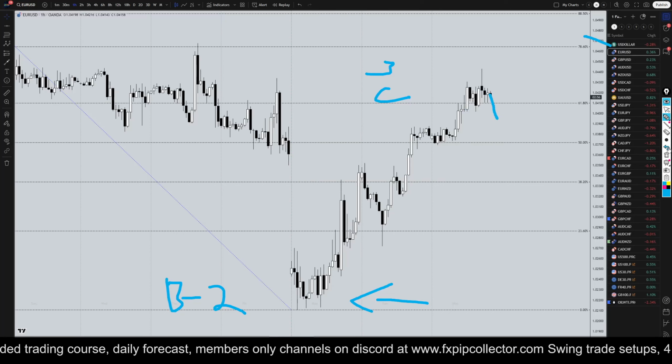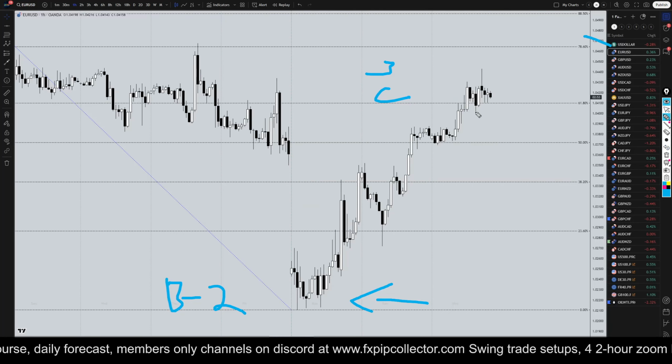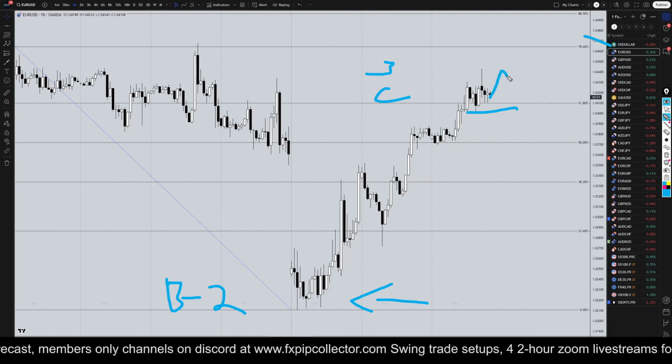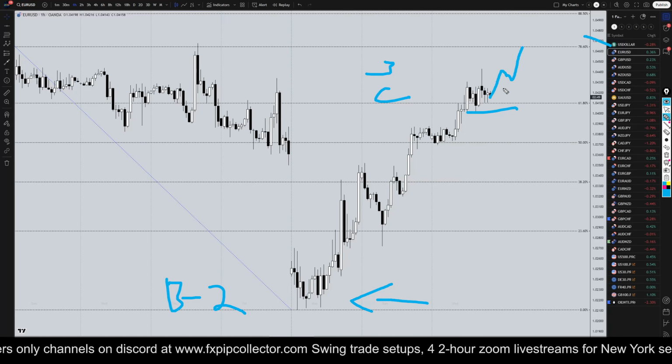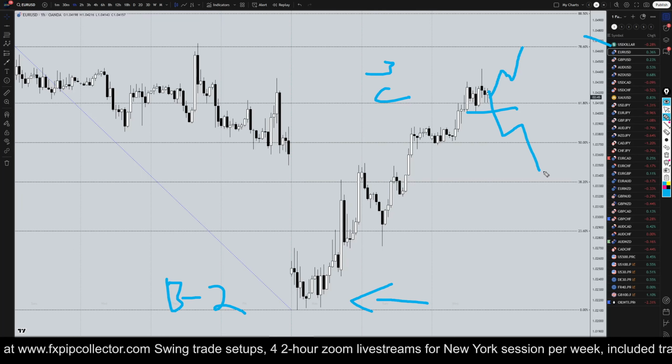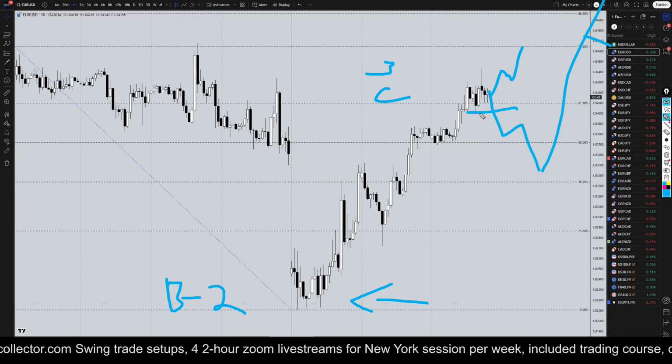If it doesn't break structure to the downside, which honestly it doesn't have to, if it makes another higher low, then just continue to look for longs at the end of every pullback. So pay attention to your structure, break of structure, throw your fib on, and look for three-way pullbacks. No break of structure, continue to trade the higher high, higher low series until there is a break of structure.